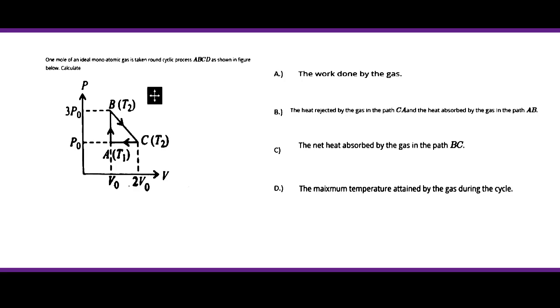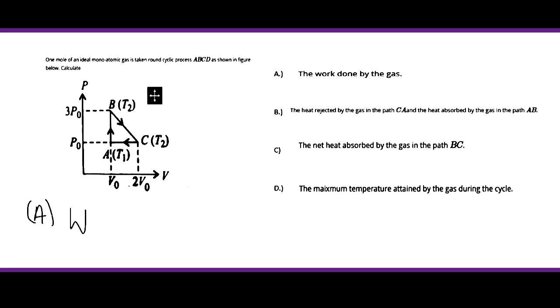The heat rejected by the gas in the path C to A and the heat absorbed by the gas in the path A to B, we have to calculate. The third part is the net heat absorbed by the gas in the path B to C, and the fourth part is the maximum temperature attained by the gas during this whole cycle. So we'll start from part A.